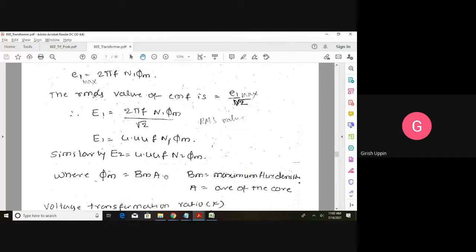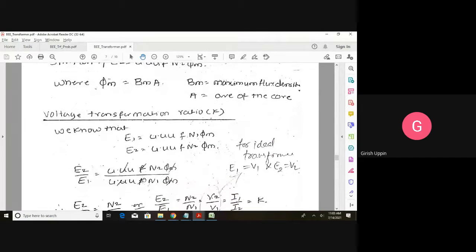Now, sometimes in the exam they will not give the peak value of the flux. Instead, they will give the maximum value of the flux density, and also the cross-sectional area of the core. Using the maximum value of the flux density and the area of the core, we can calculate φm. φm is equal to Bm into A.